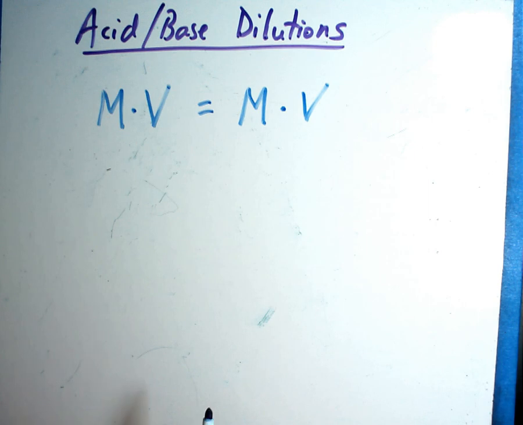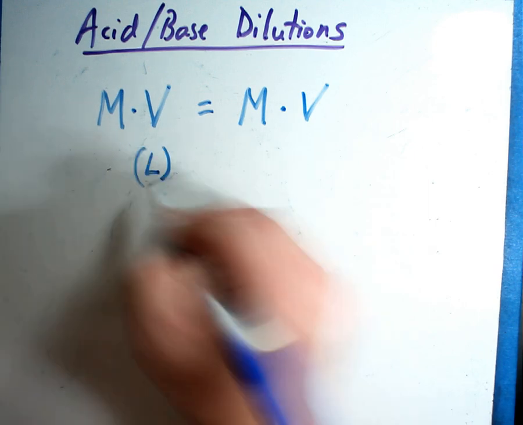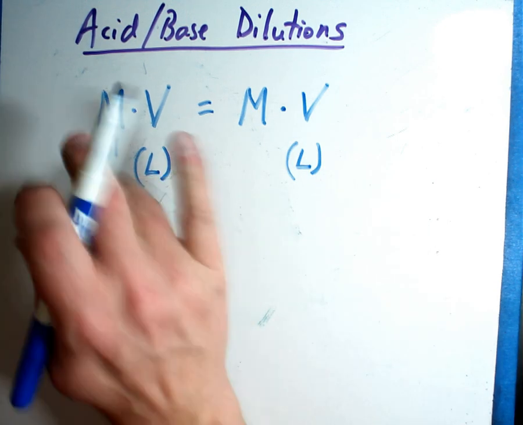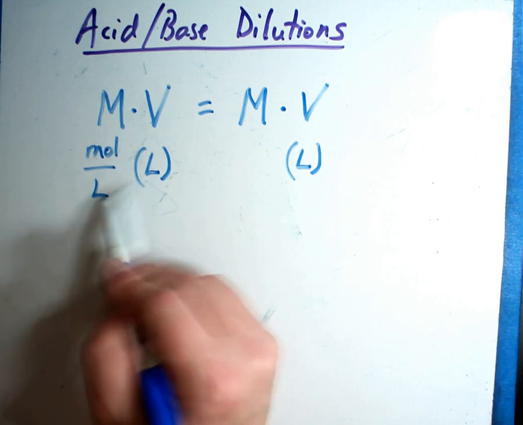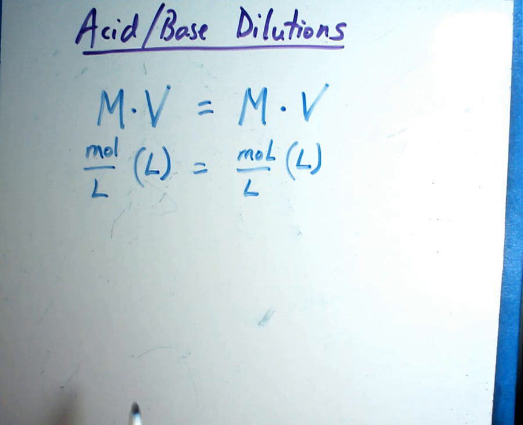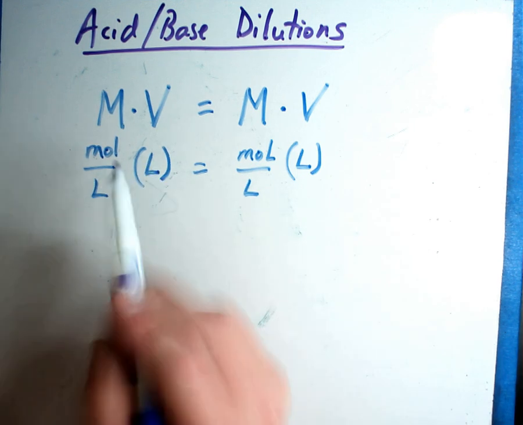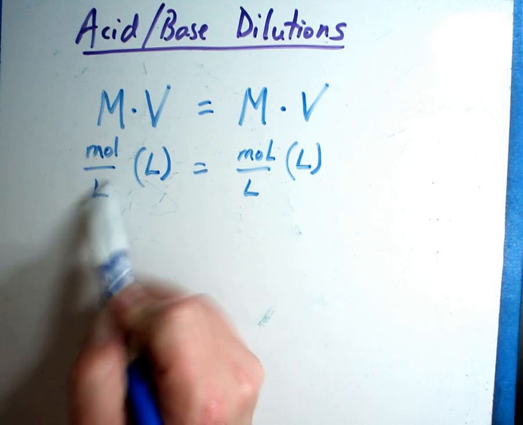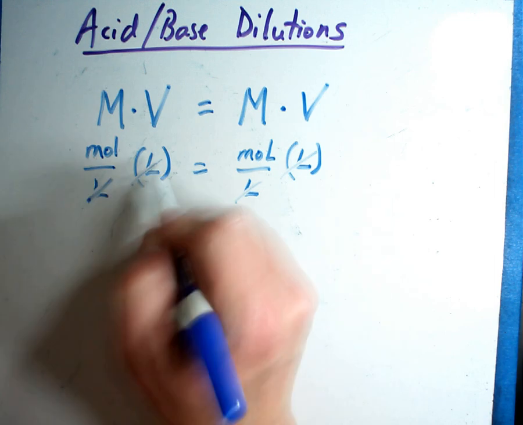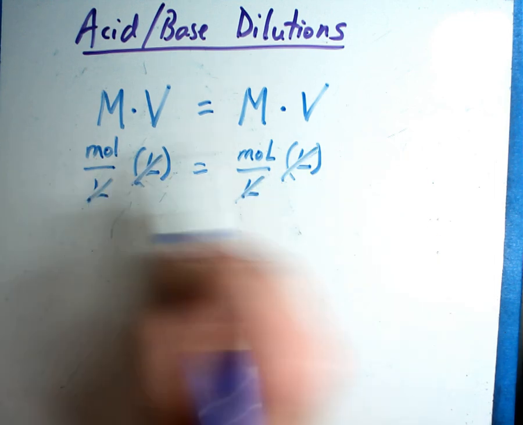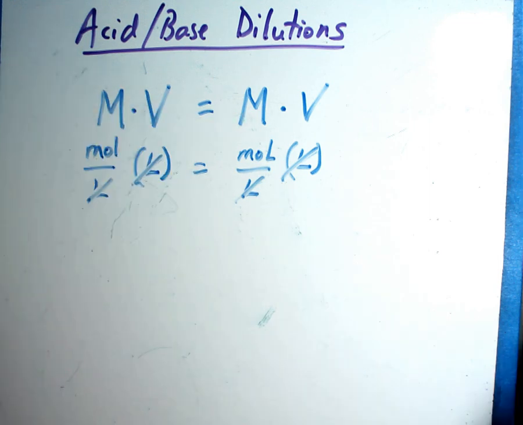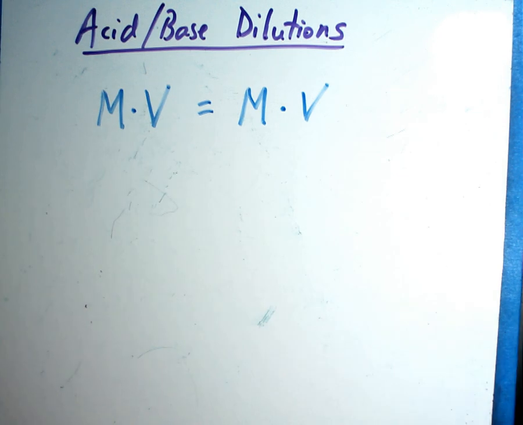Now, a couple of things you need to know. Volume has to be in liters, and here's why. If I take the formula apart, molarity is really moles over liters, notice how that matches, equals moles over liters times liters. Simple math tells you that the liters cancel, and really when you're done with a dilution, all you have left is the same moles on both sides. So you want to use molarity times volume equals molarity times volume. It's really simple math. Let me give you an example.